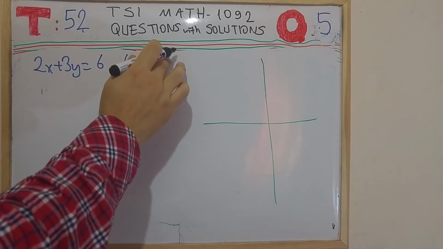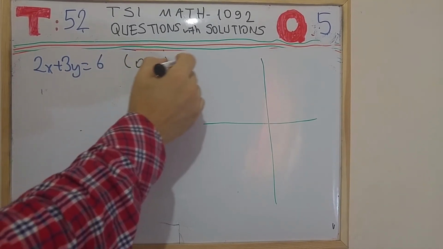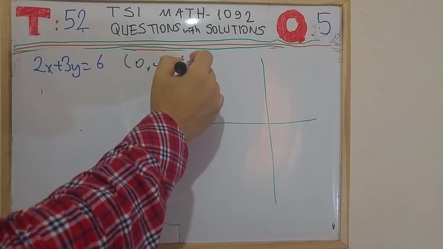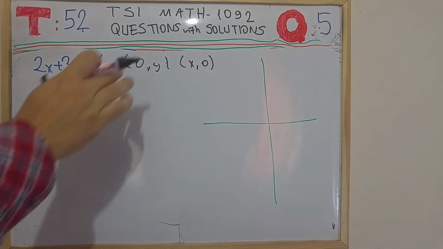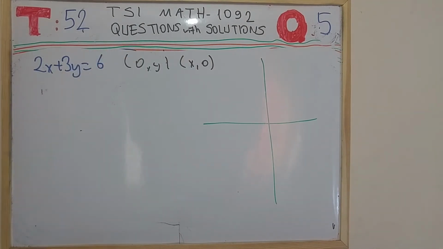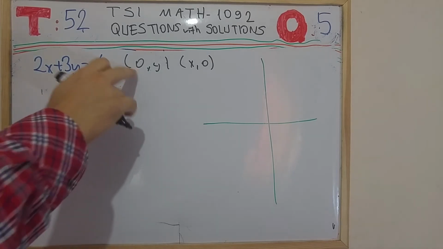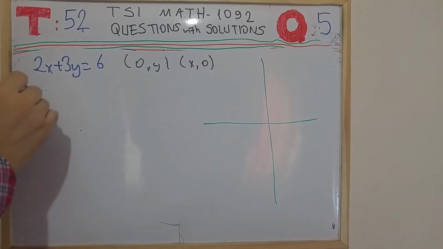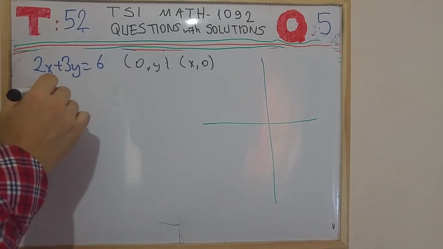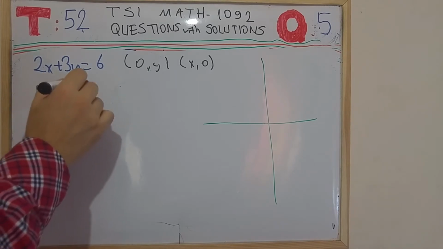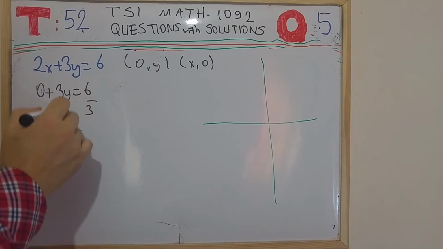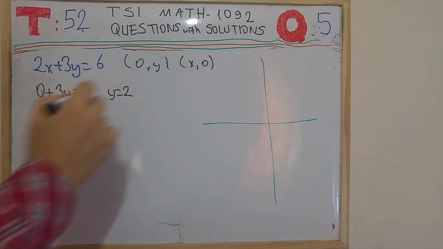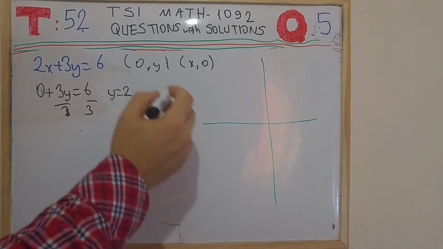For the graph of this equation, we need to find 2 points, and those 2 points are where the x-axis is cut and where the y-axis is cut. So when I give 0 to x and y respectively, I'm going to find those points. Let's start with giving 0 to x. So what I will have is 0 plus 3y is equal to 6. When I divide each side by 3, y will be 2. So my first point is 0, 2.